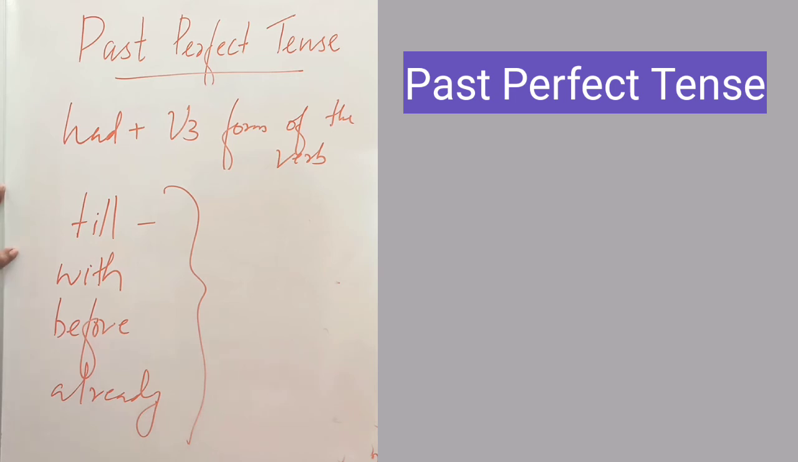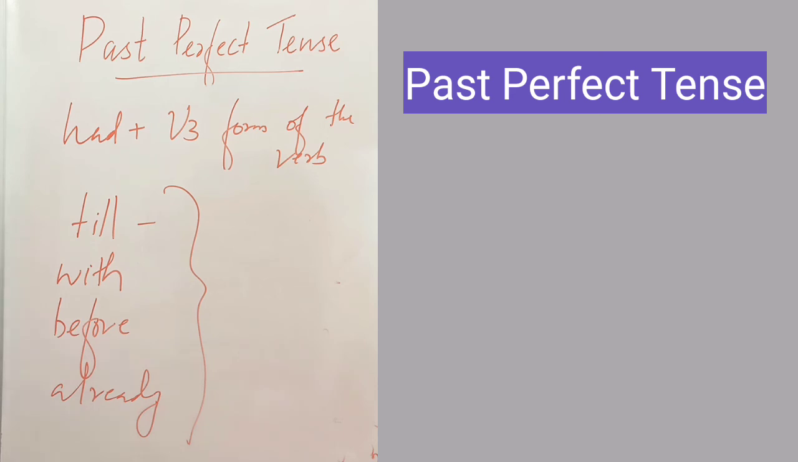Till, with, before, already. He had already arrived here. I hadn't seen the Taj Mahal before. He hadn't done his homework till yesterday. These are the time words.